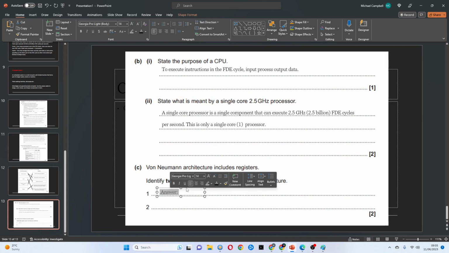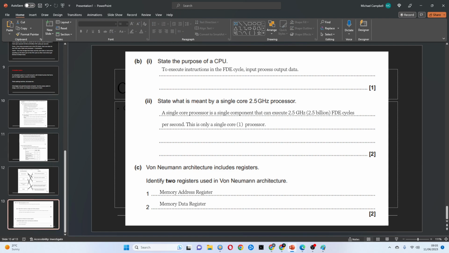Identify 2 registers. Well, MAR, MDR. I could have had the program counter. It says identify, so I don't have to put the long name, although I should probably put it. You probably would get the marks. Memory data register. So that's 1.1 of this. It's not too long a video, so there you go.